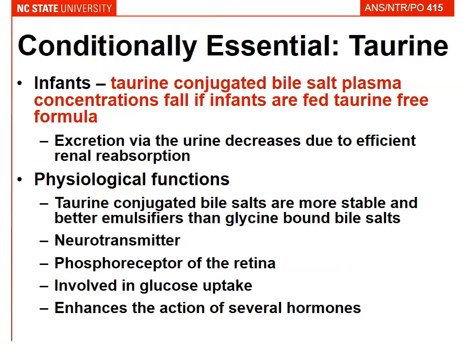It's also a neurotransmitter that is sending signals, so you'll have some neurological issues that develop if you have inadequate taurine in infants. It's also a photoreceptor or receptor in the retina. It's involved in glucose uptake, and it enhances the action of several hormones.